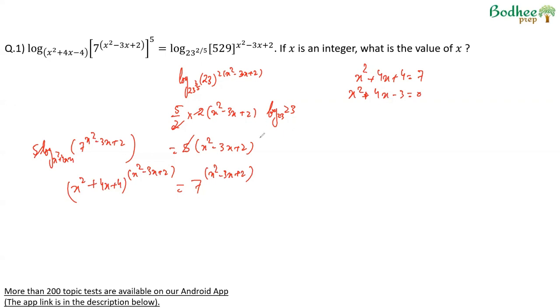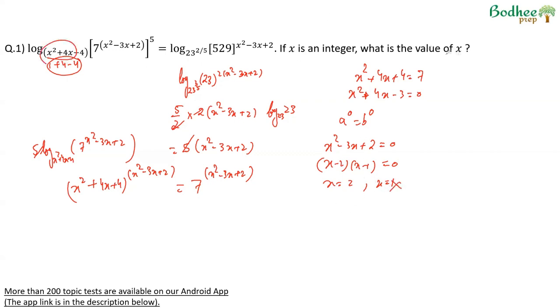The second possibility is that the power is 0. A raised to power 0 will be equal to b raised to power 0 irrespective of a and b. And therefore x square minus 3x plus 2 is equal to 0, which means x minus 2 into x minus 1 is equal to 0. So x is equal to 2 or x is equal to 1. If we put x is equal to 1 here, 1 plus 4 minus 4, we get the base as 1. The base cannot be 1. And therefore, this is not an answer.